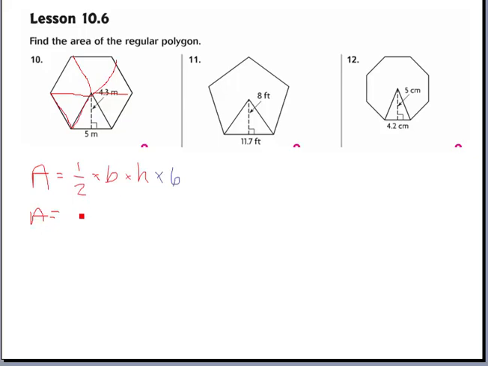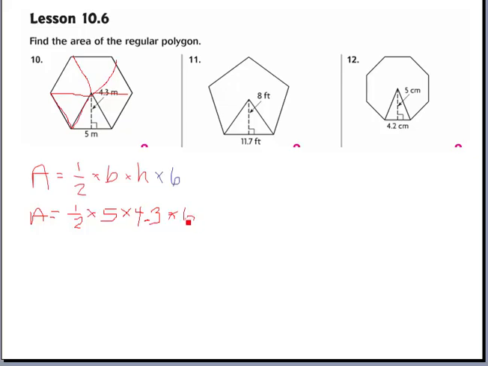Alright, now one of the things that we can do is we can take half of 6, just because that's easy to do in our head, but let's plug in the numbers. So we have half times the base of the triangle is 5, times the height of the triangle, which they tell you right here is 4 3/10. And then we have 6 triangles that are that size.